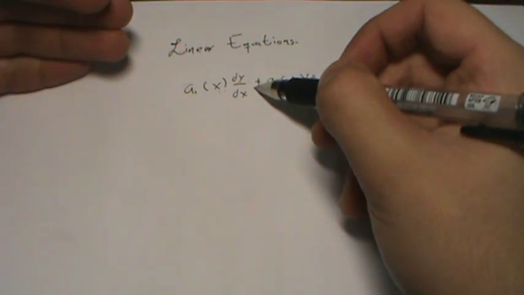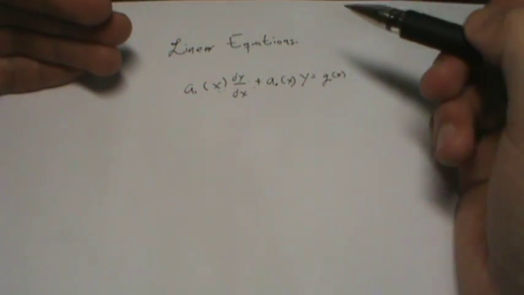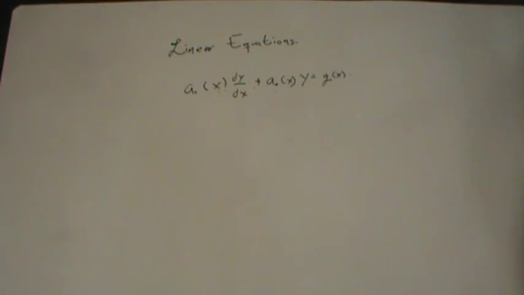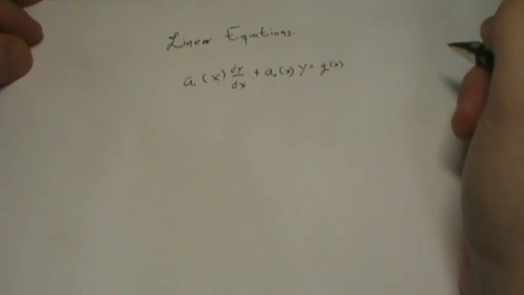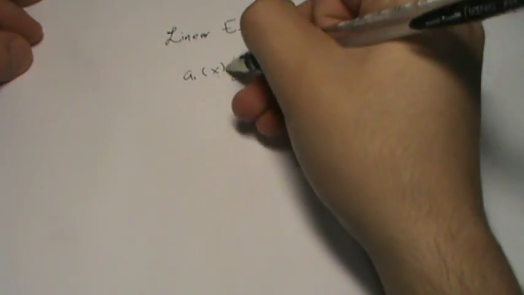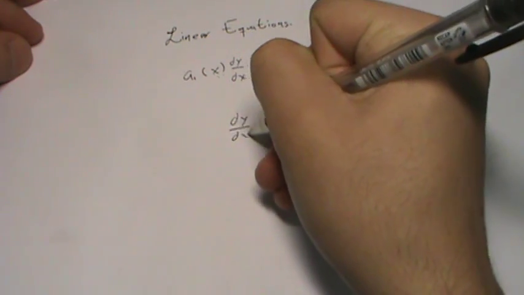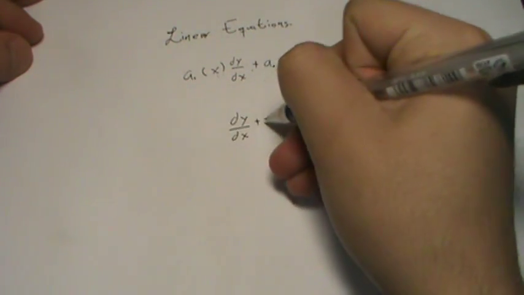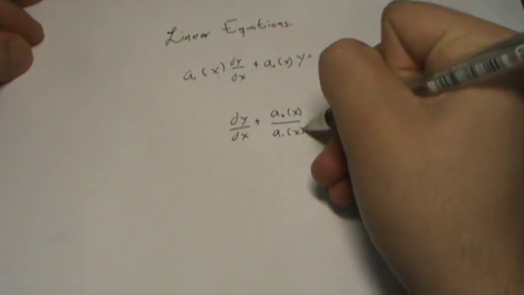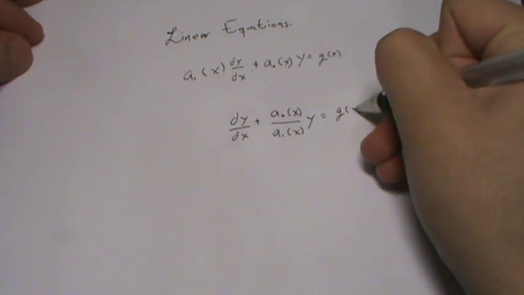multiplying the differential of y plus another x dependent equation multiplying y equals to something. The first thing you have to do is leave this one alone. And how do we do that? We just divide by whatever is multiplying it, so we will have something like this. Remember, these are just a little bit more academic.